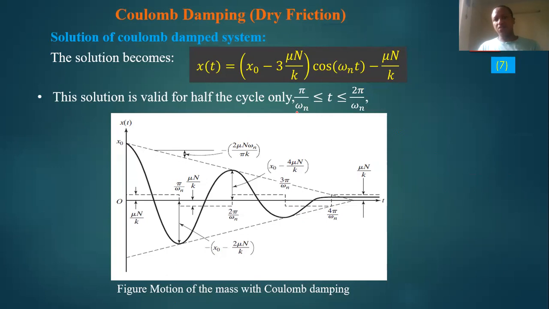Now our solution works from pi over omega n, from this point to this point only. It works for this interval. The previous solution works for its own interval only. So this interval is a half cycle.